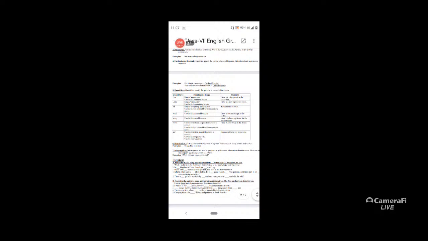Cardinals and ordinals. This we did in adjectives when we did the numerical adjectives. Cardinals specify the number of countable nouns. Ordinals indicate a series or sequence. Like, she bought 6 oranges. This is a cardinal number. 6 is a cardinal. While, this is my second trip. We are indicating a series or a sequence: first, second, third. So this second trip is an ordinal number.